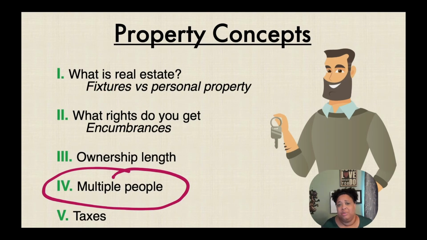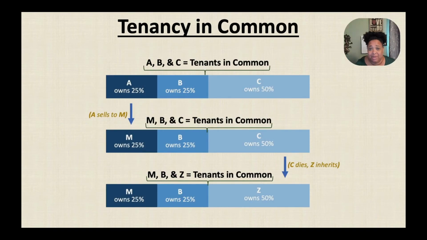So, if we've talked about how long you can own a property, we should talk about what happens when there's multiple owners. Now, ownership by one person is ownership in severalty. If we have ownership by more than one person, that is going to be co-ownership. So there are 3 different types that we are going to have to know for this test. The first is going to be tenancy in common.